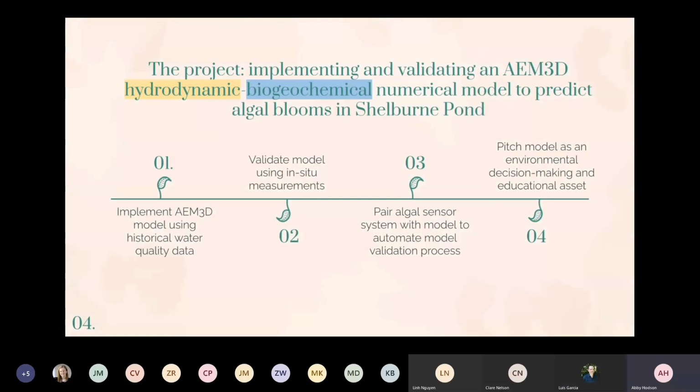The best way to do this is with what's called a three-dimensional aquatic ecosystem model, or an AEM3D model. This specific type of model is produced by a company called Hydronumerics in Australia. It's basically a library of algorithms that simulate hydrodynamic and biogeochemical processes, and a user can upload relevant files and tweak that code to their specific project. So what I did this summer is I created one of these models for Shelburne Pond, specifically with the hope of modeling algal blooms.